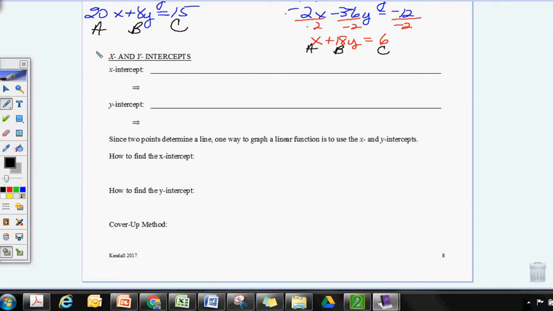Okay, so now we're going to talk about graphing. An x-intercept is where the graph crosses the x-axis. For the y-intercept, it's where the graph crosses or touches the y-axis. Saying it just a little differently to help you visualize the y-axis.